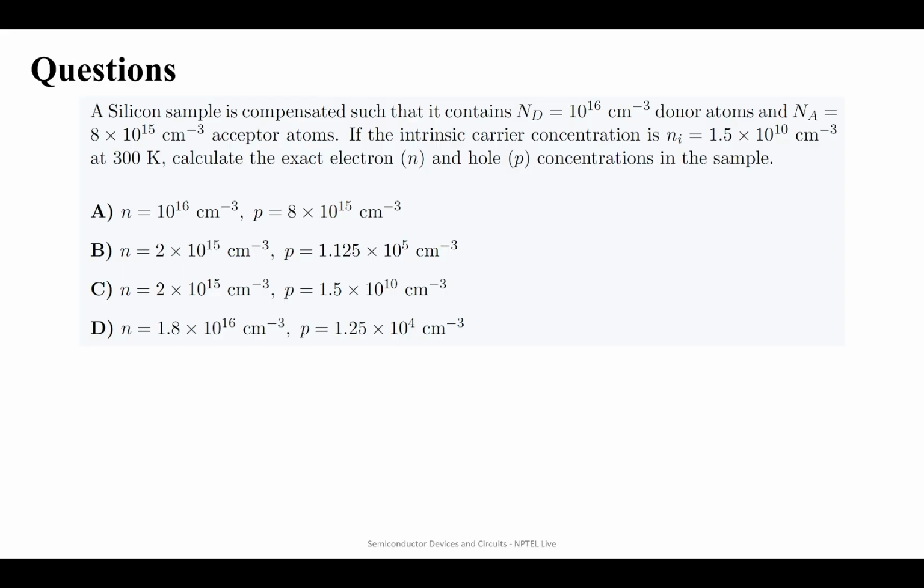Option A: n equals 10 power 16 per centimeter cube, p equals 8 into 10 power 15 per centimeter cube. Option B: n equals 2 into 10 power 15 per centimeter cube, p equals 1.125 into 10 power 5 per centimeter cube. Option C: n equals 2 into 10 power 15 per centimeter cube, p equals 1.5 into 10 power 10 per centimeter cube. Option D: n equals 1.8 into 10 power 16 per centimeter cube, p equals 1.25 into 10 power 4 per centimeter cube.